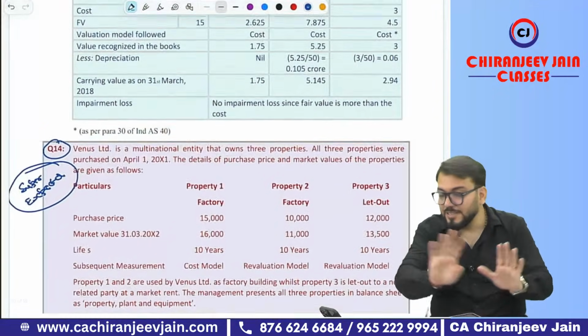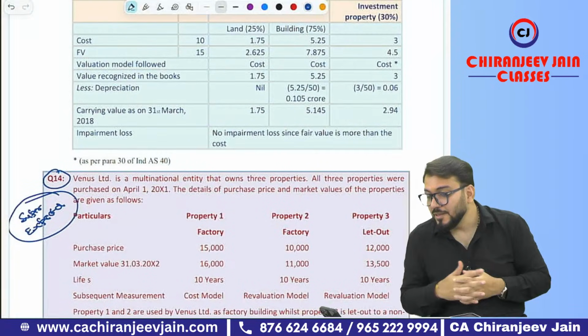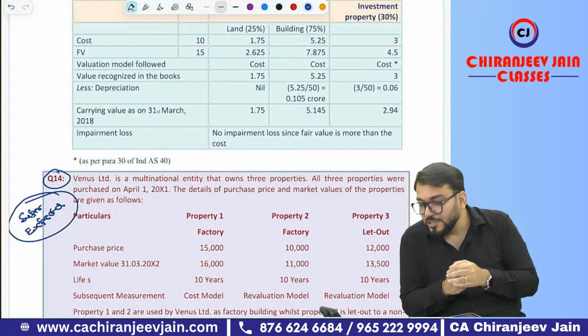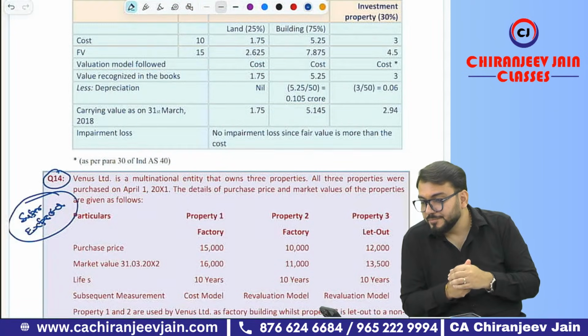With this, Ind AS 40 is completed from my side. Any question you want to ask about this chapter which I have done? Bolo.